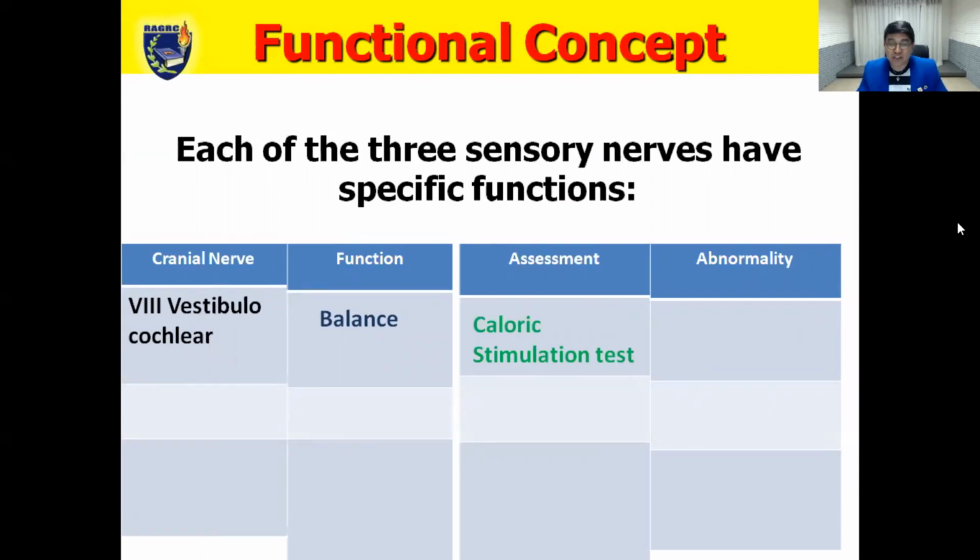The caloric stimulation test is usually performed. Now, this test involves the instillation of alternating cold or warm water or air into the ears. So, it detects damage to the acoustic nerve. Now, how would we know that the test is positive? The test is considered positive if there's nystagmus, or the involuntary movement of the eye.